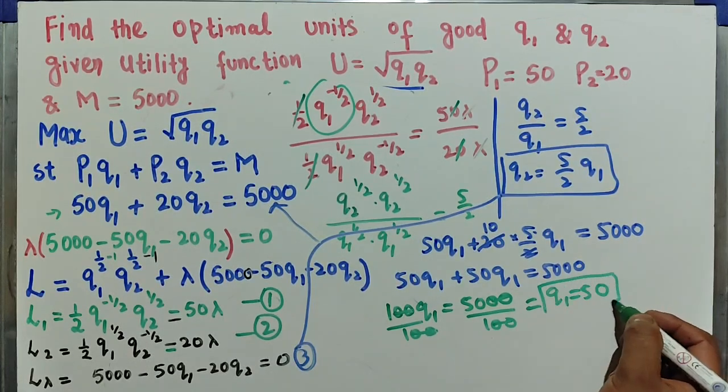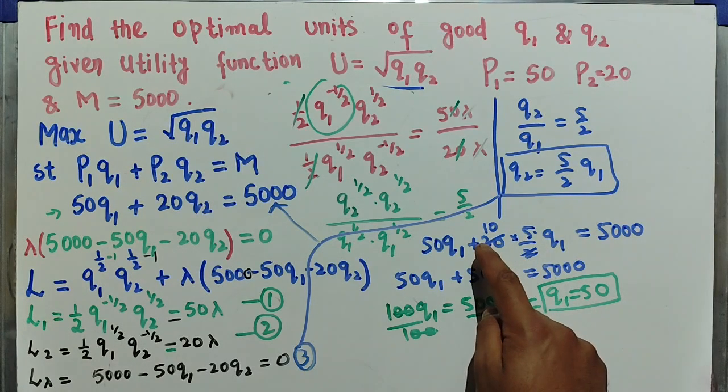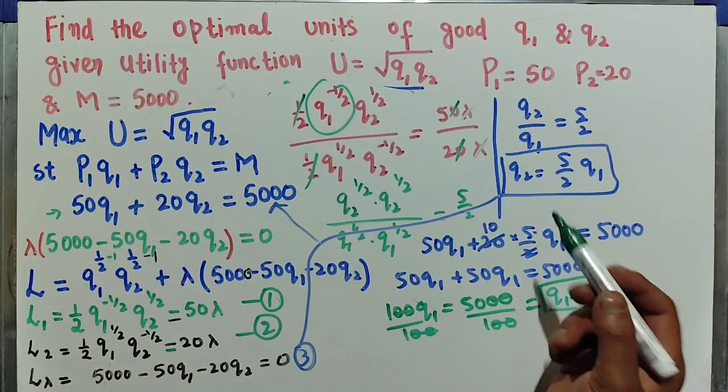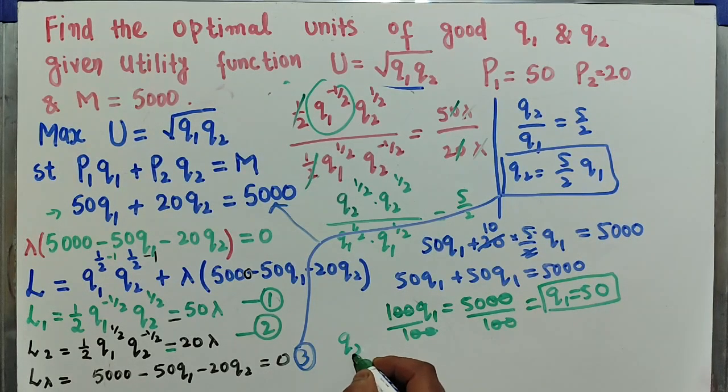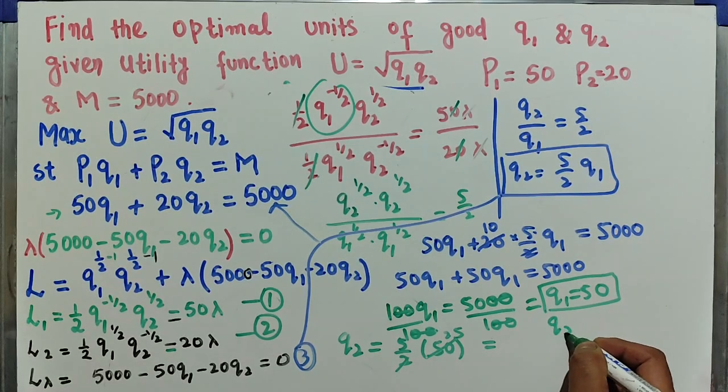That means the consumer will consume 50 units of good 1. To find out the optimal quantity of good 2, plug the value of Q1 equal to 50 in this equation, so we will get Q2 equal to 5 upon 2 times 50. 2 ones are 2, 25s are, so we will get Q2 is equal to 25 into 5 is 125. So the consumer will consume 125 units of good 2.